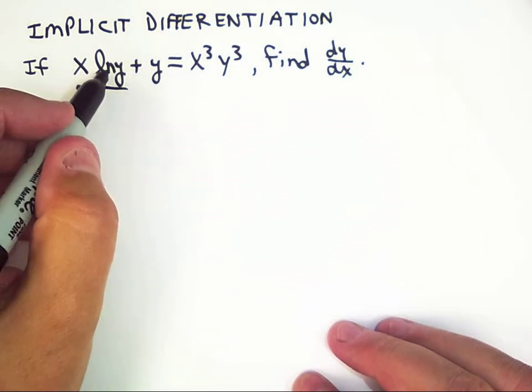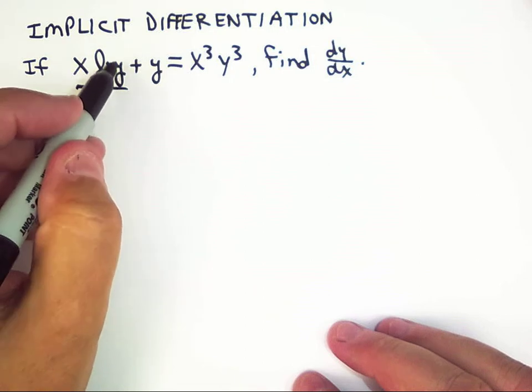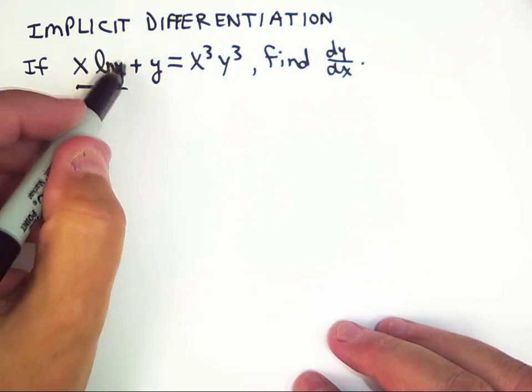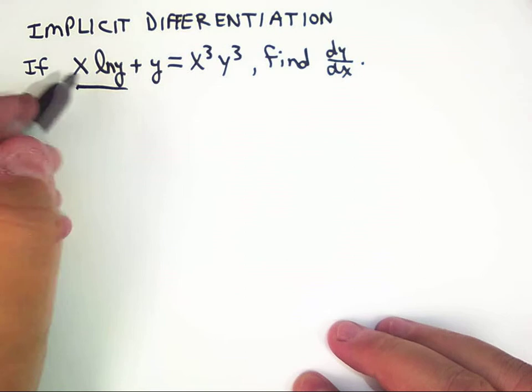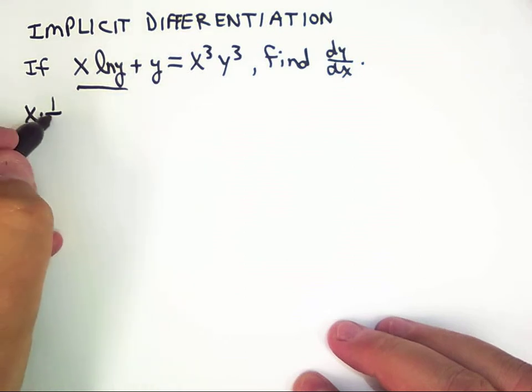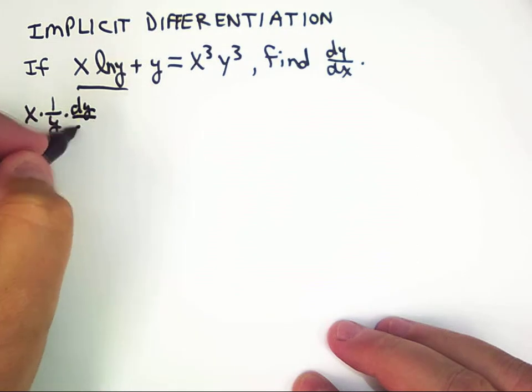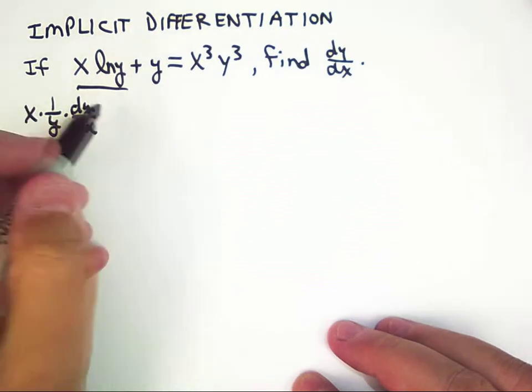Now remember, the derivative of natural log is 1 over what you're taking the natural log of times the derivative of what you're taking the natural log of. So the derivative of natural log of y, given that y is a function of x, is 1 over y times the derivative of y, which is dy over dx. That's the first half of the product rule.